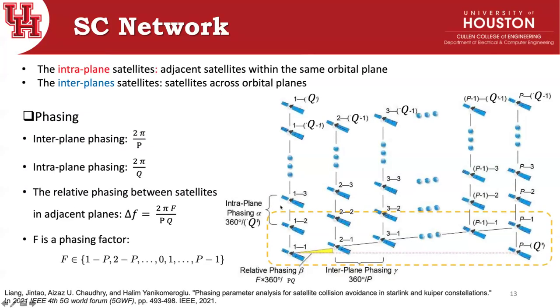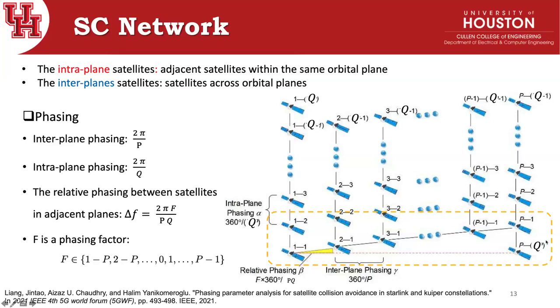So before introducing the relative phasing, I will introduce what an intraplane satellite is and what an interplane satellite is. Intraplane satellites are adjacent satellites within the same orbit plane, and interplane satellites are satellites across orbital planes, which means the satellites are on different planes.